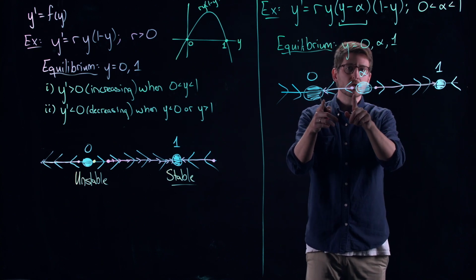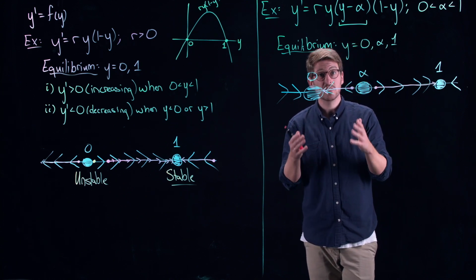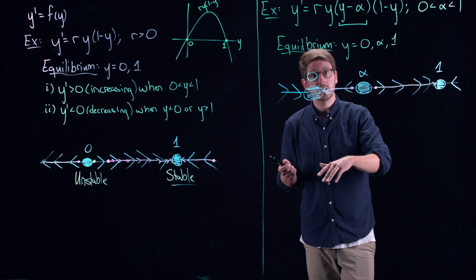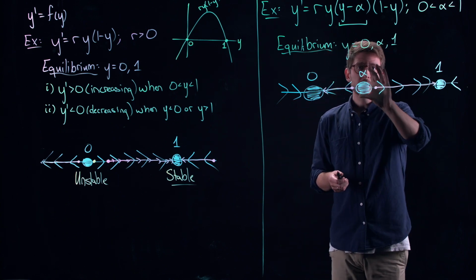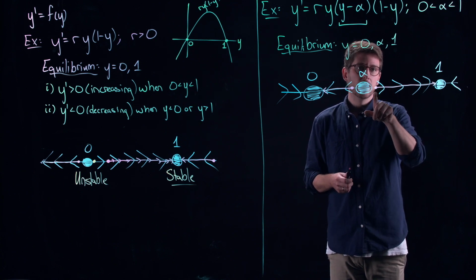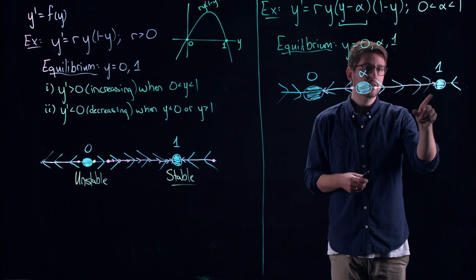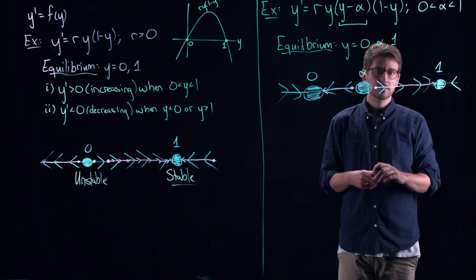Right? So the way you can interpret this in terms of a biological model is that between 0 and alpha, you just don't have enough of your population to reproduce and to continue to sustain itself. It's just a population decline into extinction. But if you're above this threshold alpha, then you have enough of your population to reproduce and sustain a healthy population to go up to the carrying capacity of the environment.